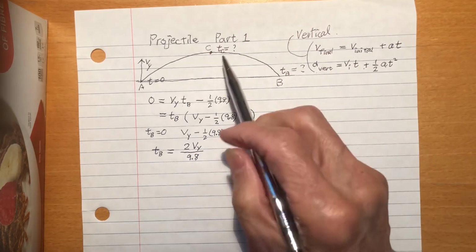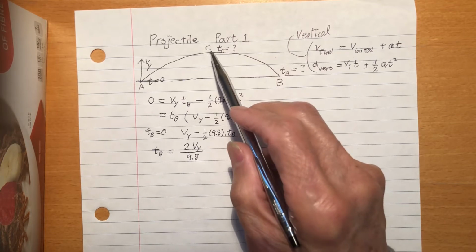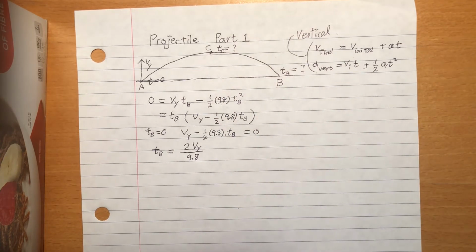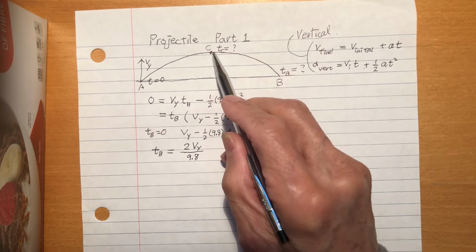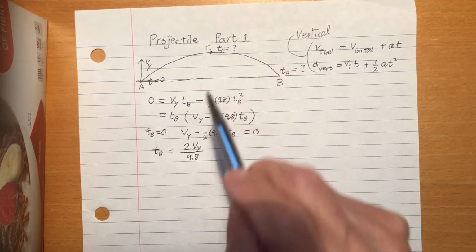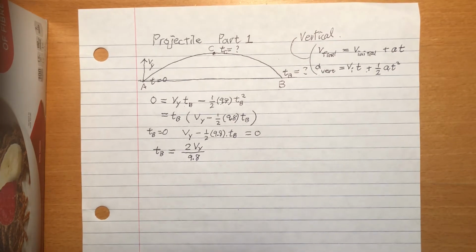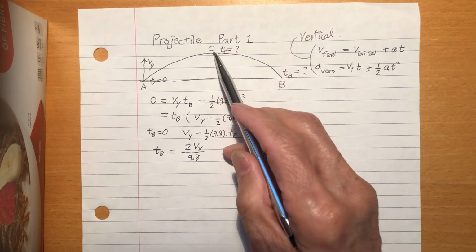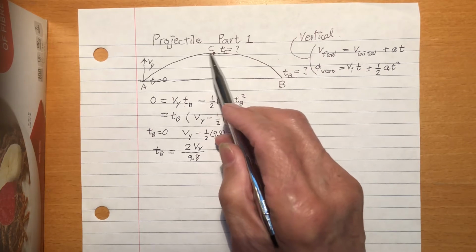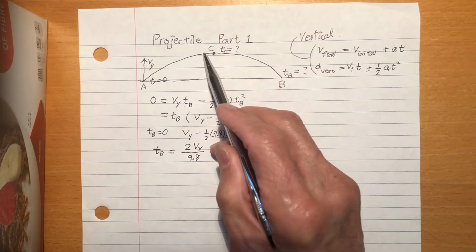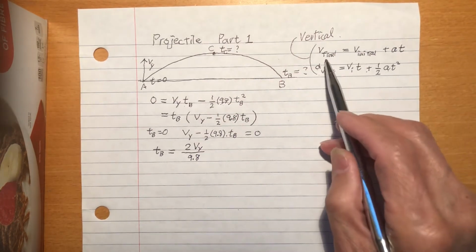Next, I want to find the time at the highest point. Remember, at the highest point, there is only horizontal velocity. The vertical velocity should be 0. This is our condition at the maximum height. Because if the vertical component of velocity is not 0, it will either go up or go down. But at the maximum point, it only goes horizontally. Therefore, the vertical component has to be 0. So I use this equation.